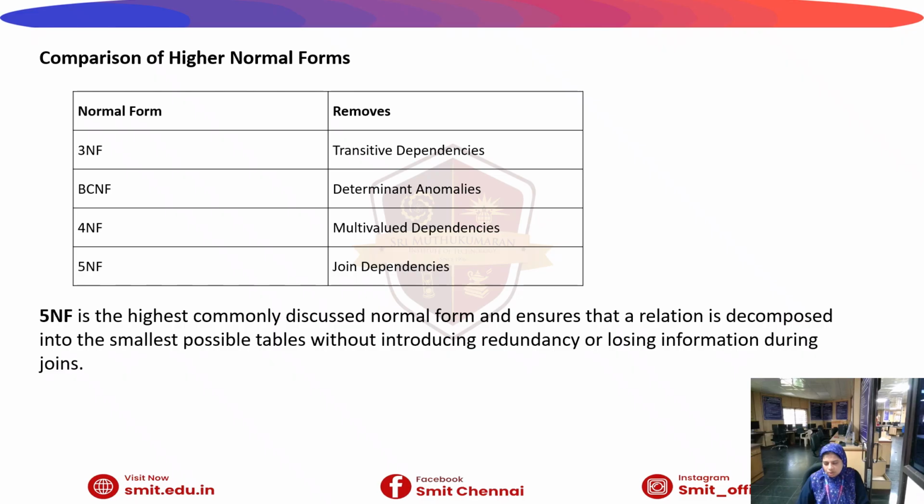Now the comparison of higher normal forms and what each removes. Third normal form removes transitive dependencies. Boyce-Codd removes determinant anomalies. Fourth normal form removes multi-valued dependencies, and fifth normal form removes join dependencies. Fifth normal form is the highest commonly discussed normal form and ensures that a relation is decomposed into the smallest possible tables without introducing redundancy or losing information during joining.